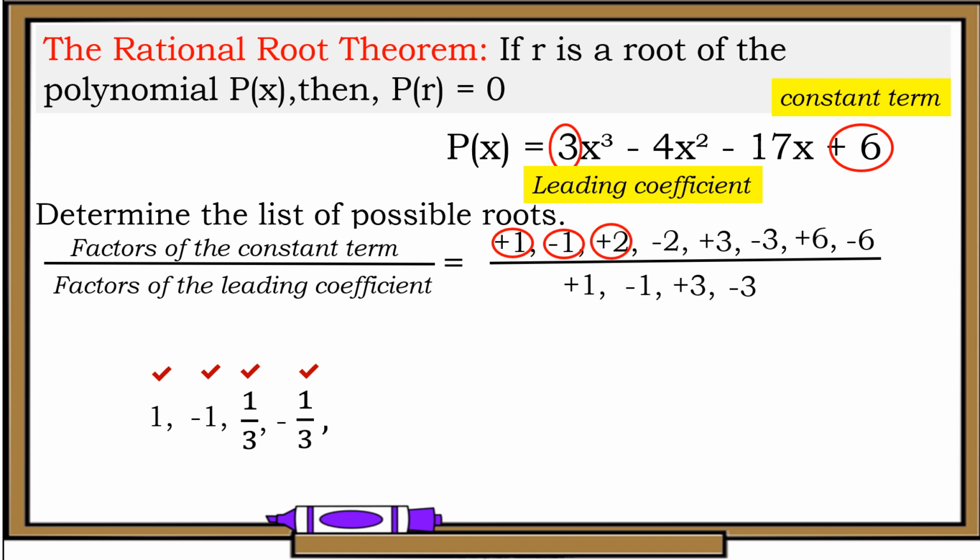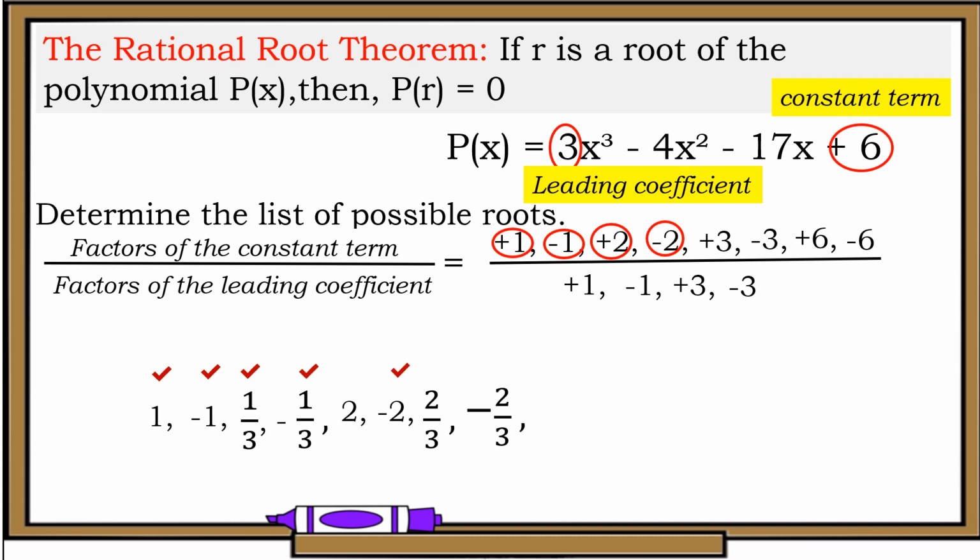Next, we have 2. 2 divided by 1, 2. 2 divided by negative 1 is negative 2. 2 divided by 3 is 2/3. And 2 divided by negative 3, we have negative 2/3. The next factor is negative 2. So, ganun din yung lalabas. Pag dinivide mo yung negative 2 doon sa denominator, nakasulat na rin yung sagot.